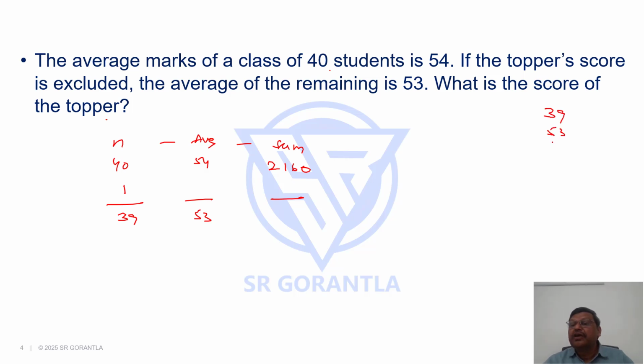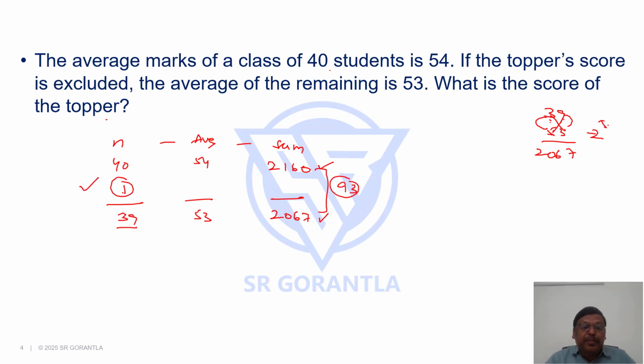39 into 53. You can see the 2-digit multiplication in one of my videos on speed maths. You can refer to that. 9 3s are 27. 3 3s are 9. 9 5s are 45, 54 plus 2, 56. 5 3s are 15 plus 5, 20. So 2067. Now the 40 people's sum is 2160, the 39 people's sum is 2067, so the difference is 93. That is the score of the person who left. So the score of the topper, the difference 93, is our answer.